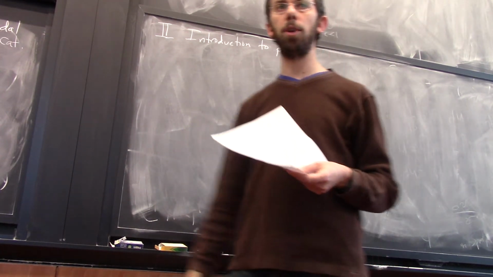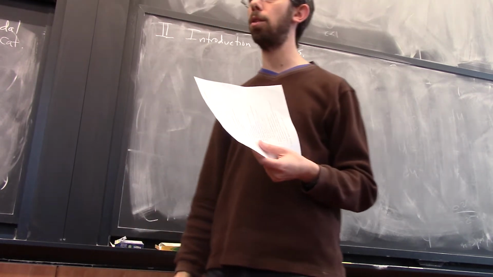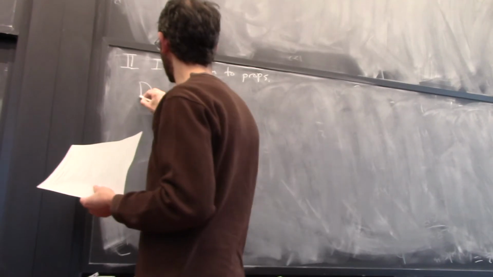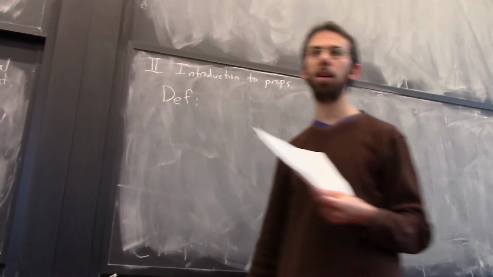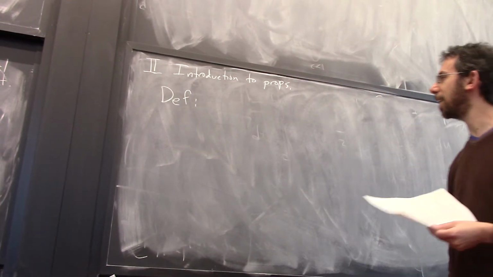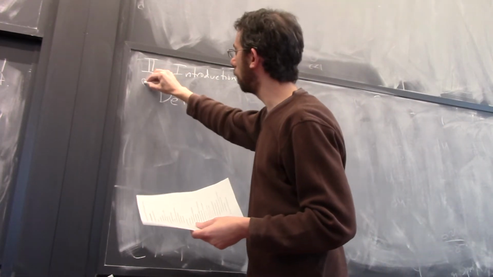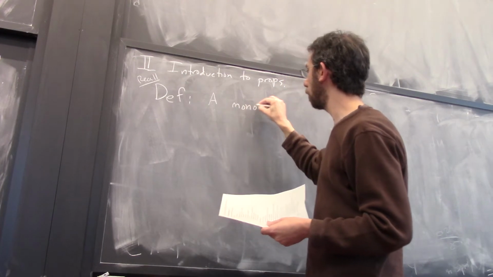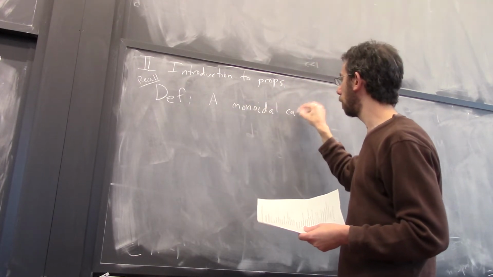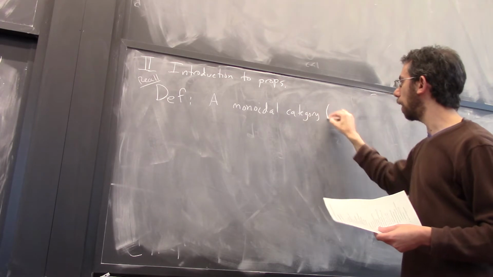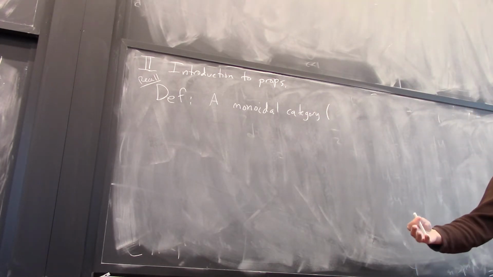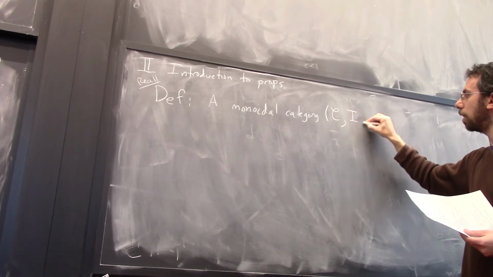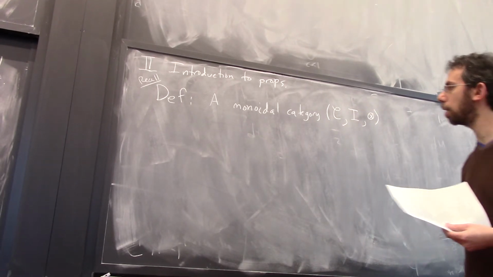So I said before that props are a special kind of monoidal category. And I just want to remind you what a monoidal category is. So we've talked about it before, but we've talked about a lot very fast, so we might as well say it again. So recall, a monoidal category. I like to write this in, like what you need to tell me to give me one of these things. You need to tell me a category C, an object of C, and something called a tensor product.